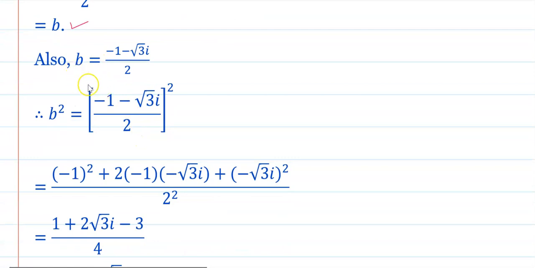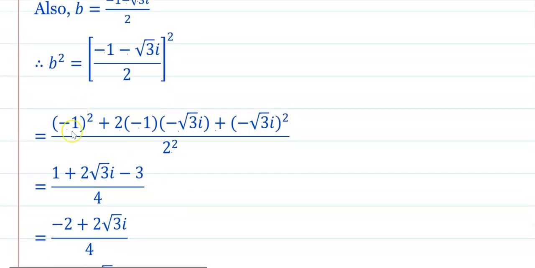Also, B is equals to minus 1 minus root 3i upon 2. If we take B square, means what? Bracket square. Here is a 2 raised to 2. Now minus 1 minus root 3i. Expand this. Minus 1 square plus 2 into minus 1 into minus root 3i plus minus root 3i bracket square upon 2 square. Minus 1 square. This minus and minus that will become plus. Then you are getting 2 root 3i.